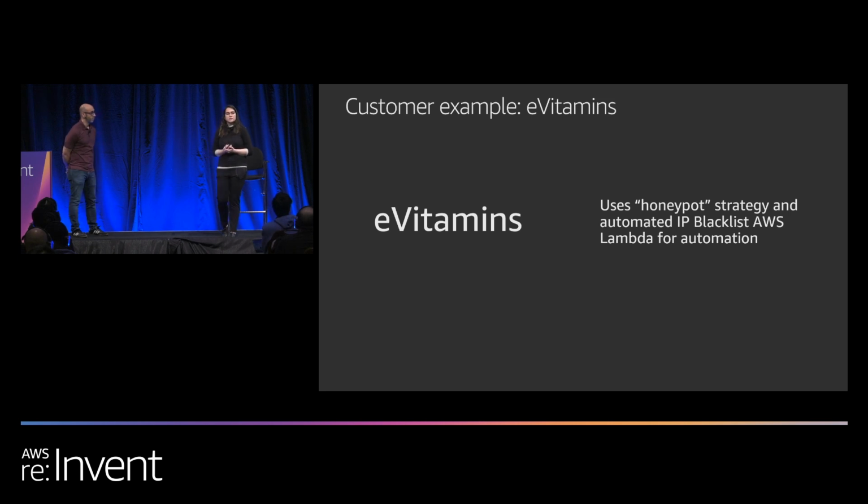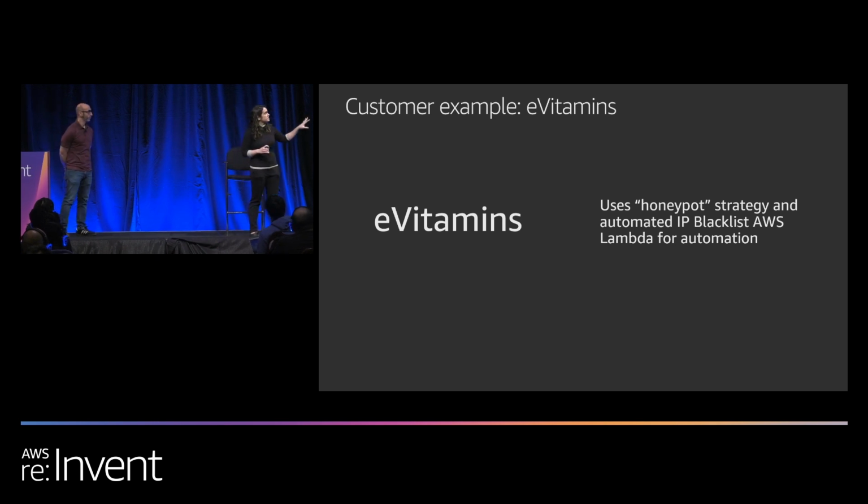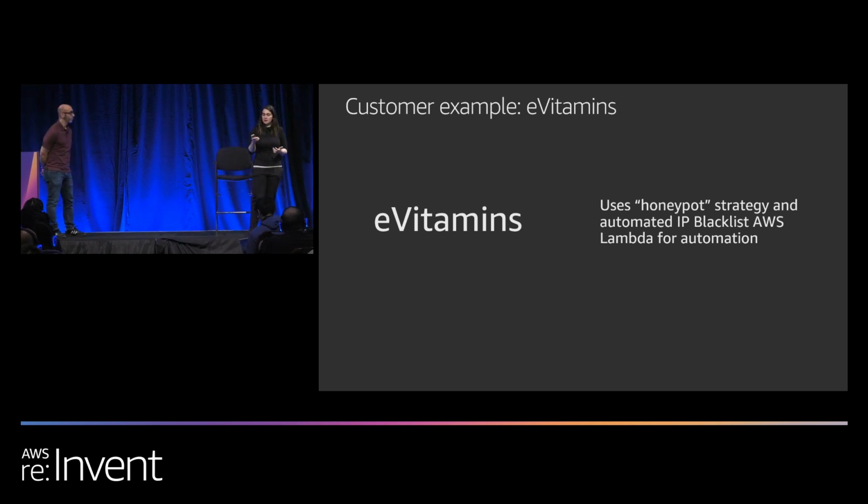So one customer example that we want to focus on is a retailer, evitamins, which sells vitamins directly to consumers. They had some concerns about malicious bots accessing their website. So they implemented their own what's called a honeypot strategy. That honeypot is designed to lure and attract bad bots, specifically so that they can be identified. And then their source IPs were added to a blacklist automatically.